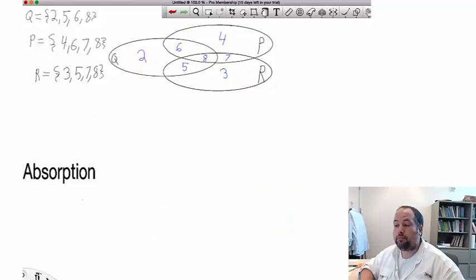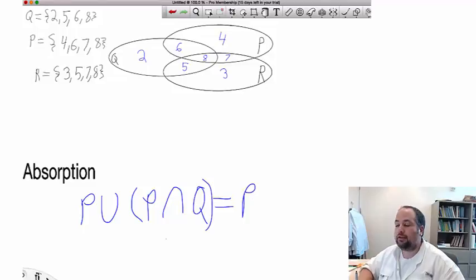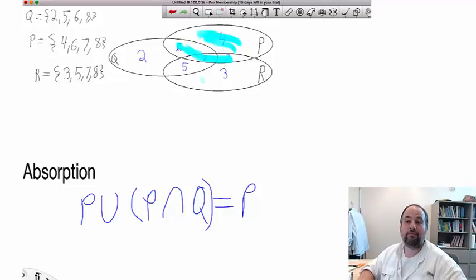All right, so the absorption rule says that P union with (P intersection Q) equals P. Is that true? Well, let's take a look. P intersection Q is going to be this right here, right? And then P union with that is going to include 4, which is P. So the absorption rule is also true.